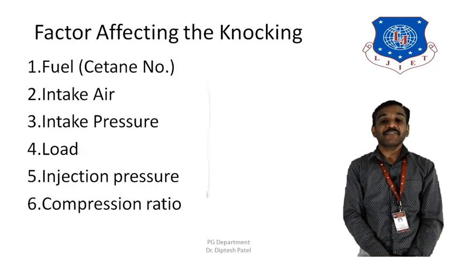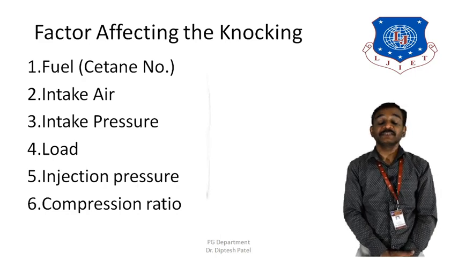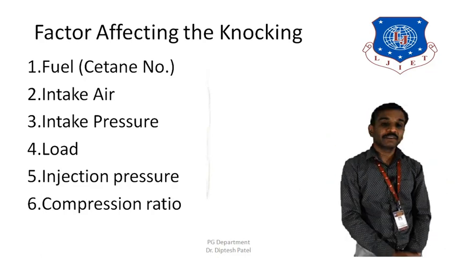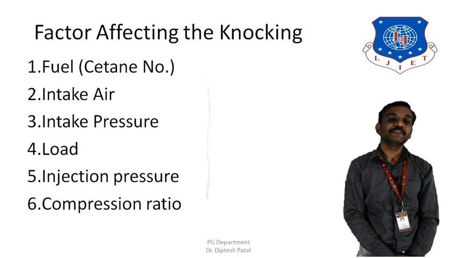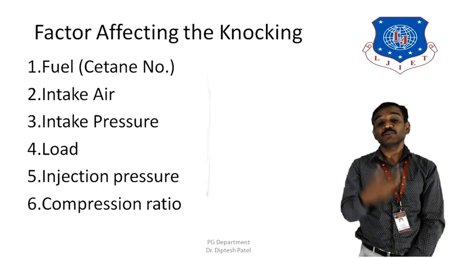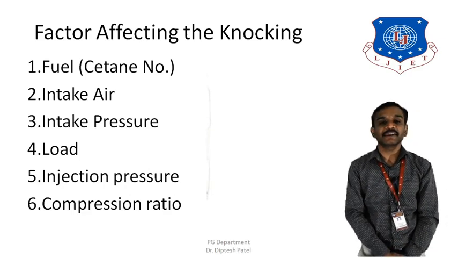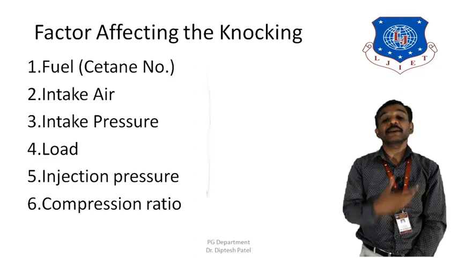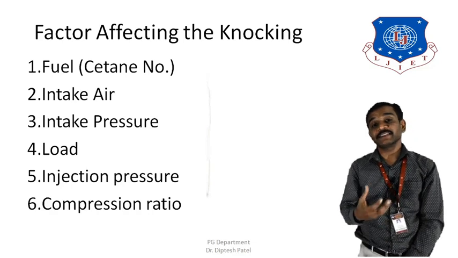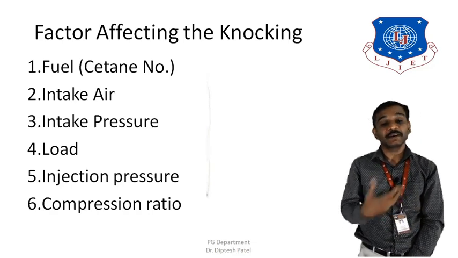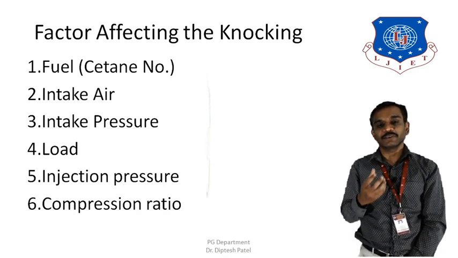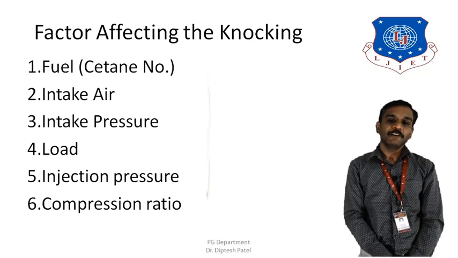Now, what are the factors which affect knocking, especially in the CI engine? We'll go one by one. The first one is fuel. If we have a good cetane number of the fuel, we can reduce the knocking. Then intake air temperature and intake air pressure. If both are higher, then the tendency of getting knocking is lower. Load: if the load is high, then the knocking would be lower as well. Then injection pressure and compression ratio: if they are both high, then the chances of getting knocking in the CI engine would be lower.